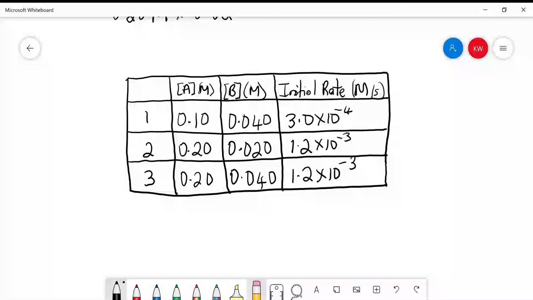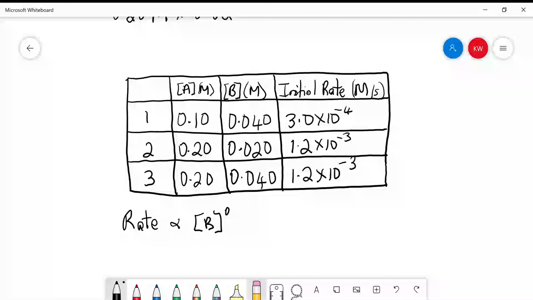In this case, B is doubled. When B is doubled, the rate was unaffected. If the rate is unaffected, therefore we know rate is not affected by B. So rate is proportional to B raised to the 0 power. Anything raised to the power of 0 is equal to 1, but just leave it as B to the 0 power for now.